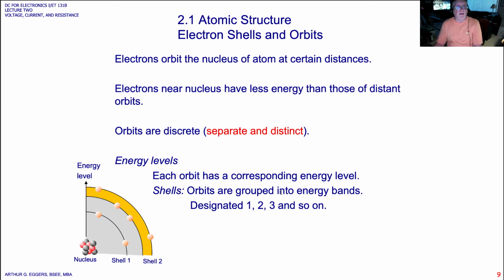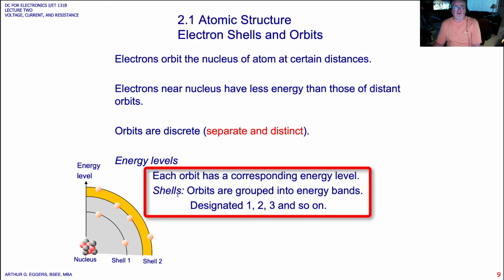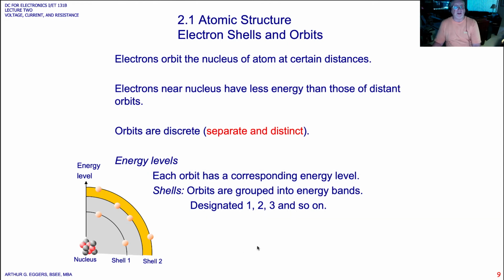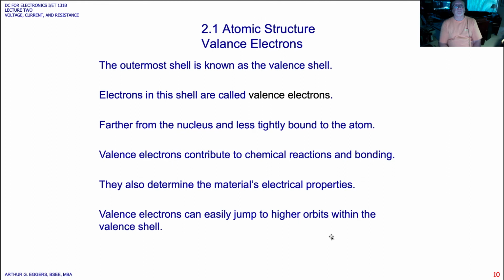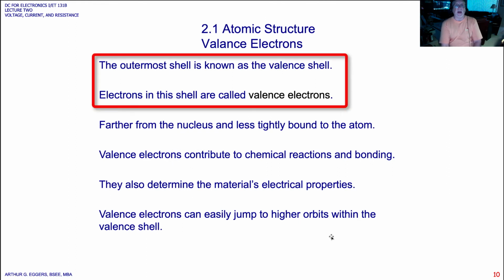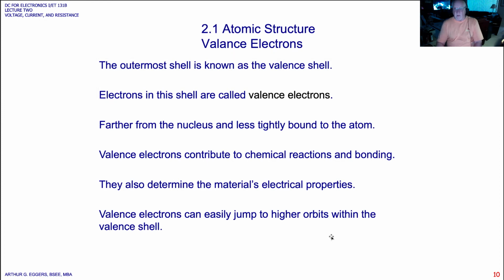We start looking at the energy levels between each of those orbits, and each orbit then has a corresponding energy level. The shells then describe the orbits that are grouped into these energy bands, and we designate them shell 1, shell 2, shell 3, and it just depends on how many electrons we've got and what element that we are specifically talking about. The valence electron is always the outermost shell of the element.